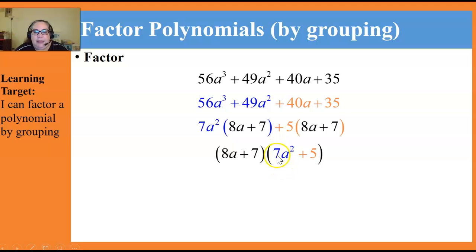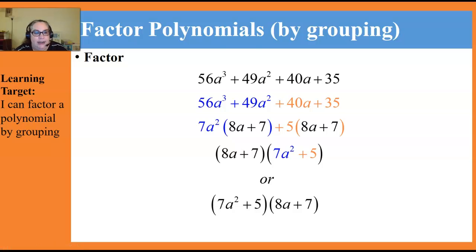So this is factored, and we factored with grouping. Now, sometimes this might not be the answer that you see. Sometimes they might want to see the term with the highest degree first. So it might happen that, like in an answer key, you might see 7a squared plus 5 times 8a plus 7. Just be able to recognize that even though you wrote it this first way, you still have a correct answer, even though the answer key might say something different. But either one of these answers would be acceptable on a quiz.